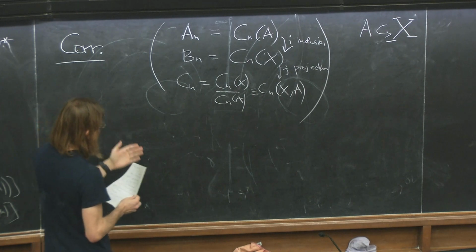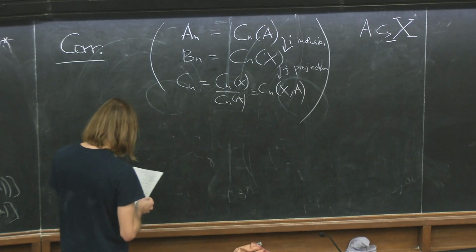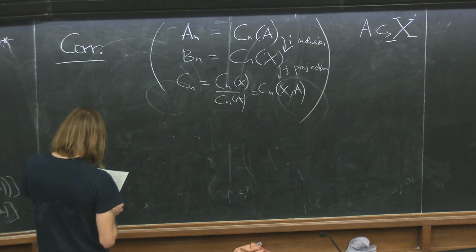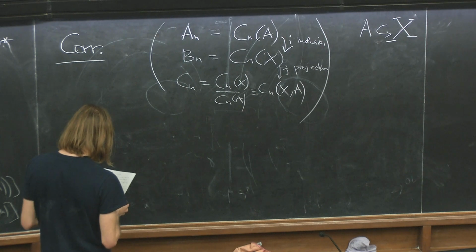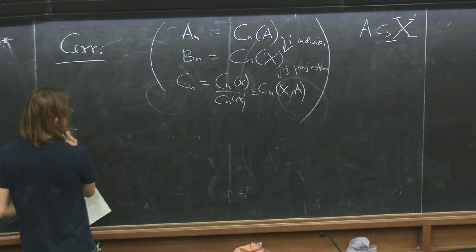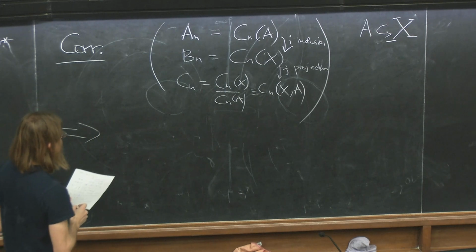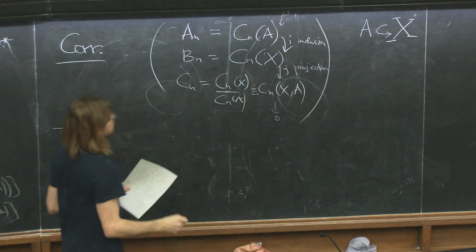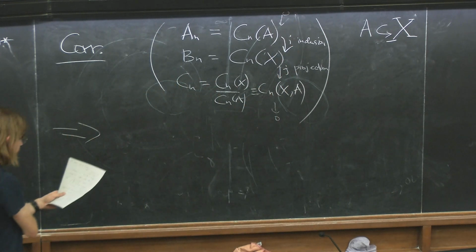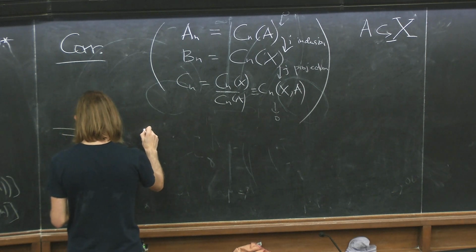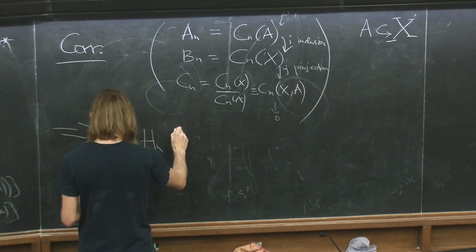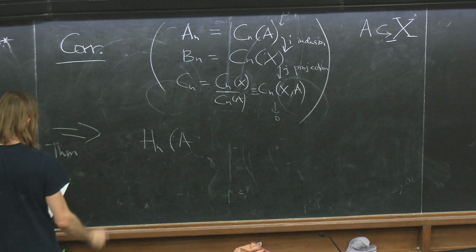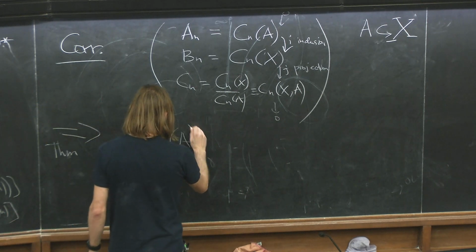I'm just repeating what we already considered before, just a reminder, that these fit into a short exact sequence like this. So from the theorem, we have the following statement: a long exact sequence of our homology groups like this.